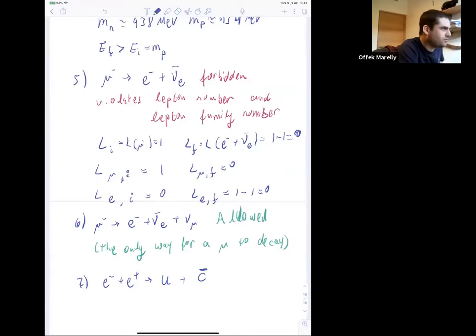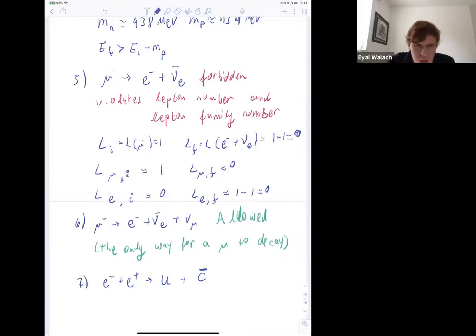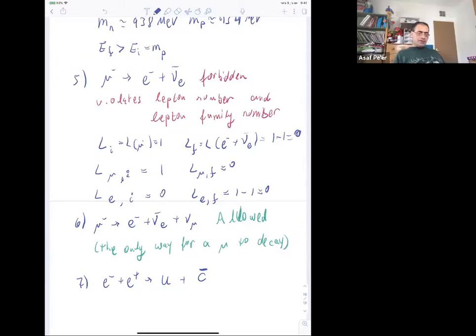But electrons don't have color. Yeah, so what? Initial color is 0, final color is 0. I think it can happen, but only using the charged-weak interaction. Okay, more suggestions?